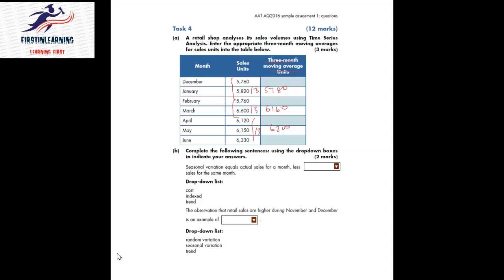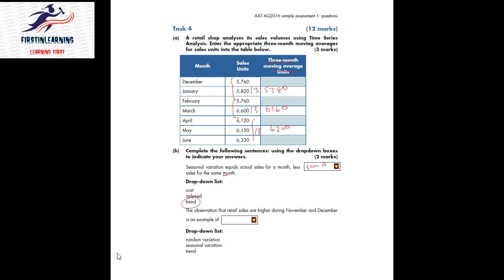The next question we have here is to complete the following sentence using the drop down box to indicate your answer. Seasonal variation equals actual sales for a month less the sales for the same month. So this is basically the trend. Because of the trend, the sales figure goes up and down. For example, if a business has a trend like summertime, their sales go up, and in wintertime the sales go down, so this is the trend for that business. For example, for a private tuition, maybe during the school holiday time the sales are less, but at peak time when the school is open the sales are more. So this is an example of the trend.